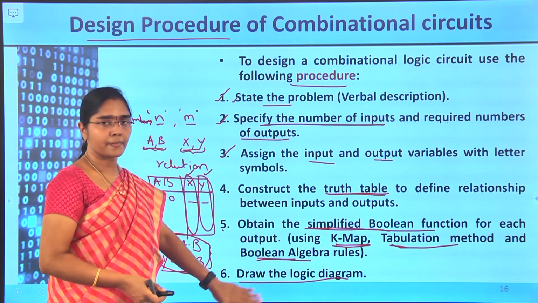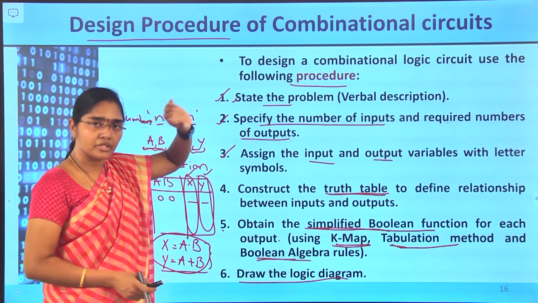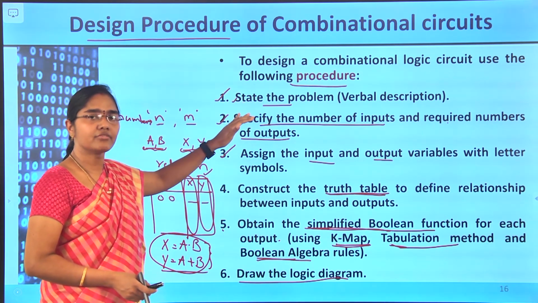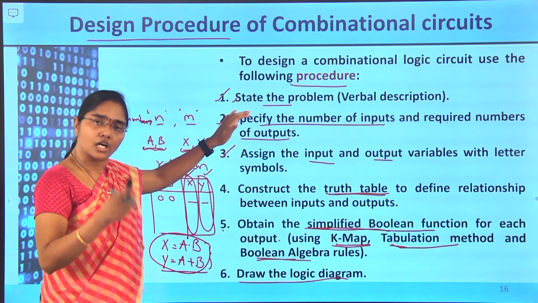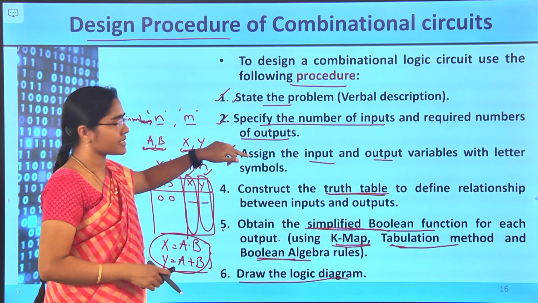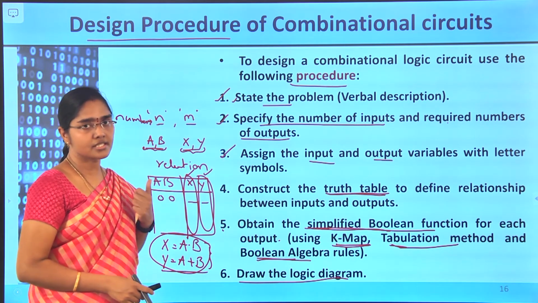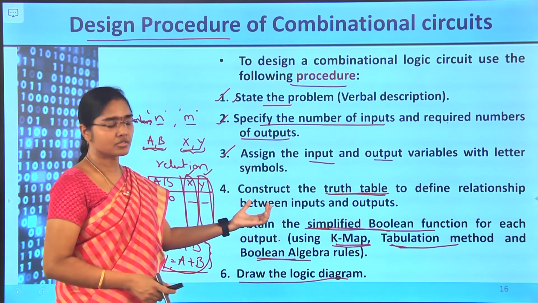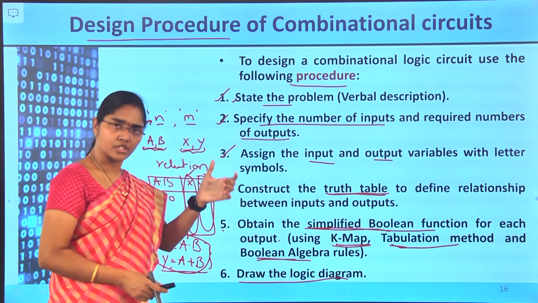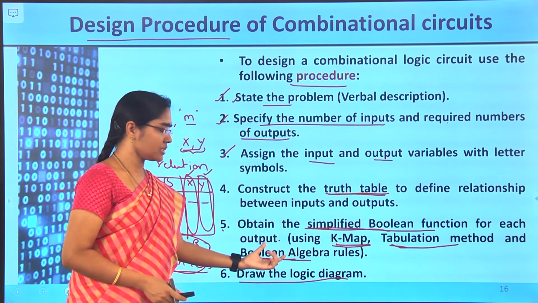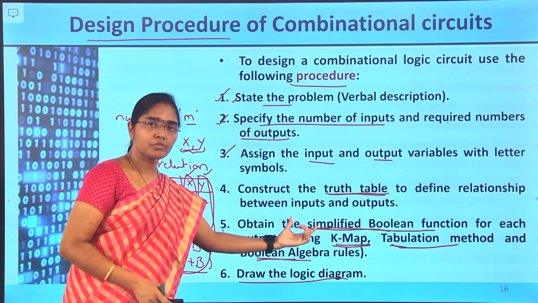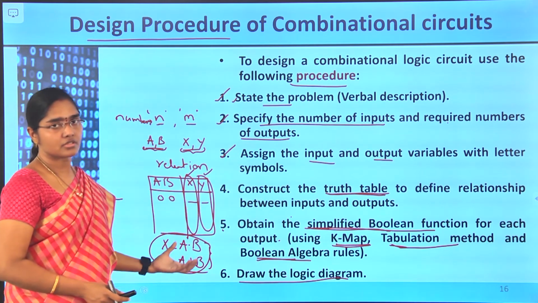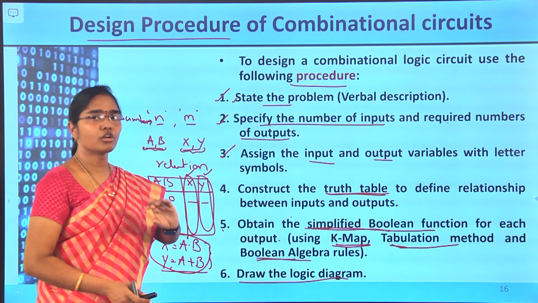This is the procedure. What is the procedure? The procedure starts with the statement of the problem, that is the verbal description, and from that identify the number of inputs required and outputs required, and then assign the inputs and outputs with letter symbols. Then construct the truth table to define the relation between inputs and outputs. Then from that truth table, use either K-map or tabulation method or Boolean algebra to get the simplified Boolean expressions, and draw the logic diagram for the simplified Boolean expressions. Finally, the output is the logic diagram.